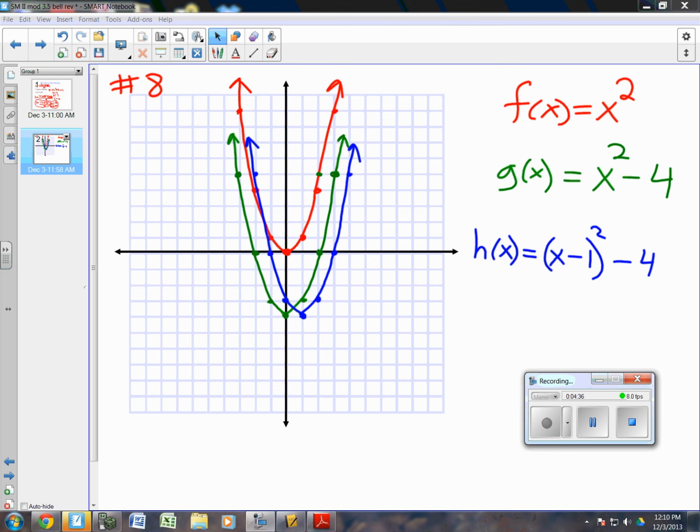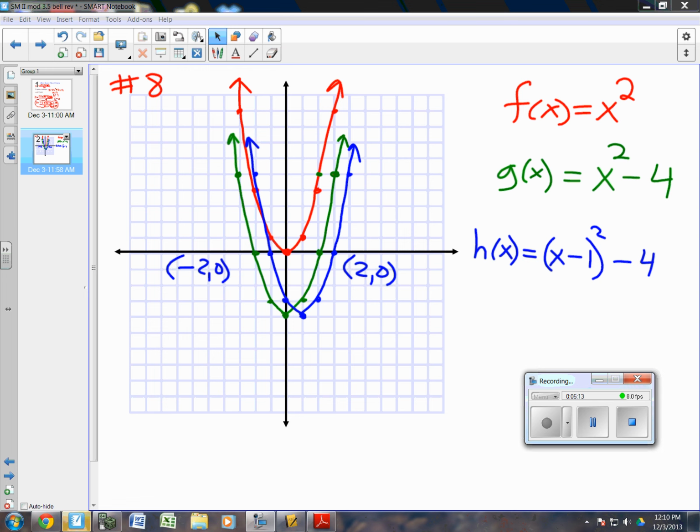Part D. Look back at the functions above and identify the x-intercepts of g of x. What are the x-intercepts of g of x? If I was to write them down, it would be negative 2, 0 and 2, 0. Those would be my x-intercepts of g of x. It's the green one.